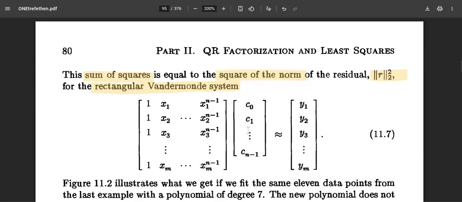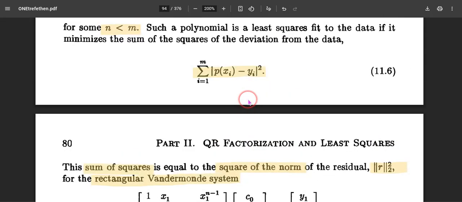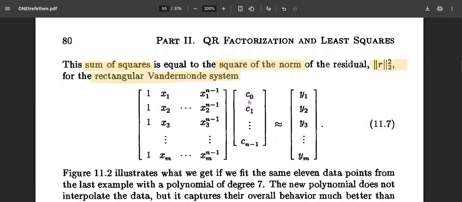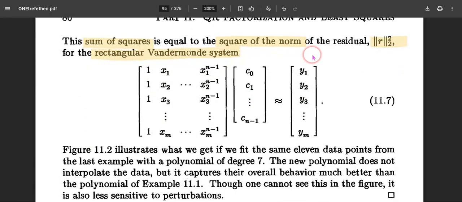Fitting this polynomial to minimize this error, equation 11.6, is equivalent to minimizing the residual, as we introduced previously, like minimizing the square error for the Vandermonde system. Here it will be the coefficients of expansion, and this vector y is equivalent to the vector b.